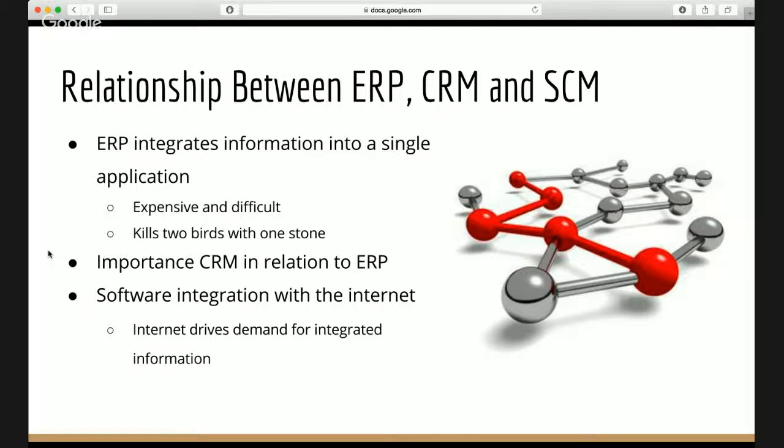And the software integration with the internet is also becoming a huge thing. The internet drives demand for integrated information. So the internet is pushing companies to get more integrated and to see what the power of the internet can do for their supply chain specifically, but more so their company, and maximizing that profitability and productivity.